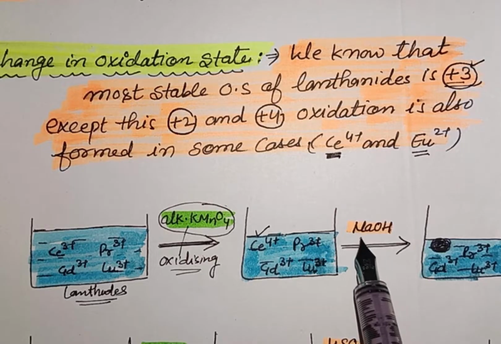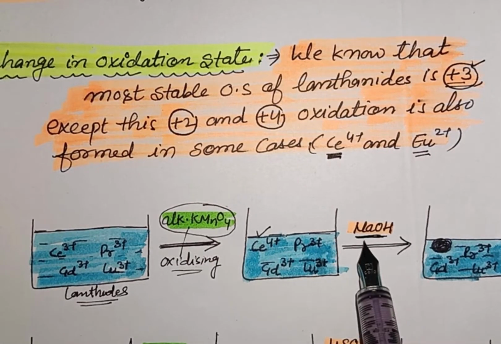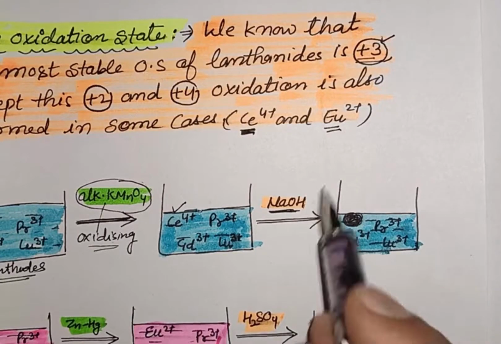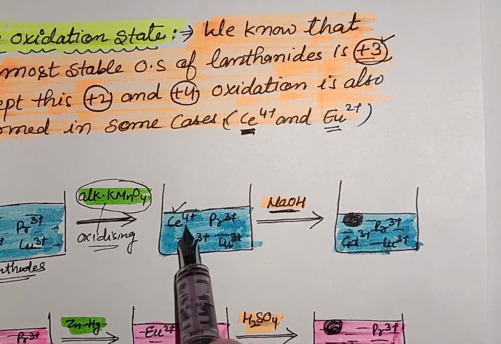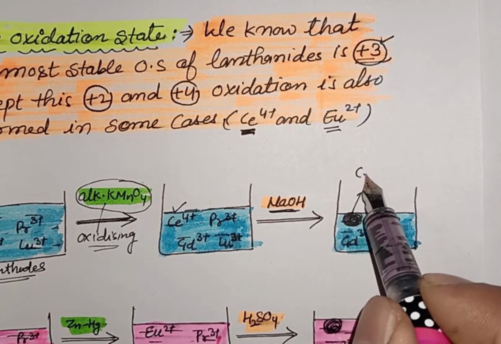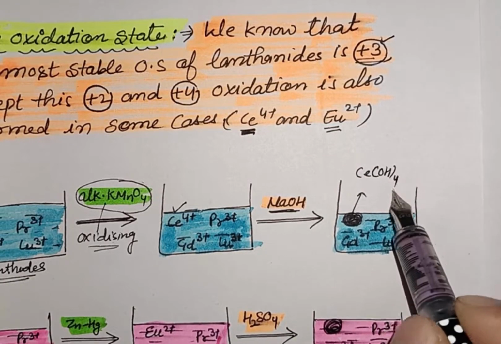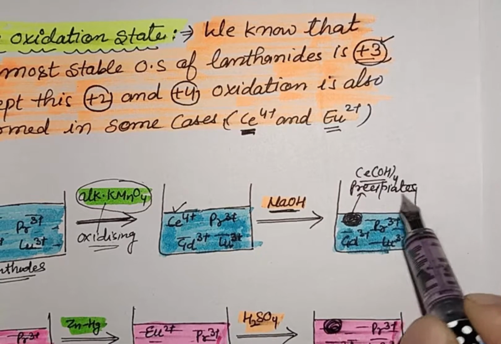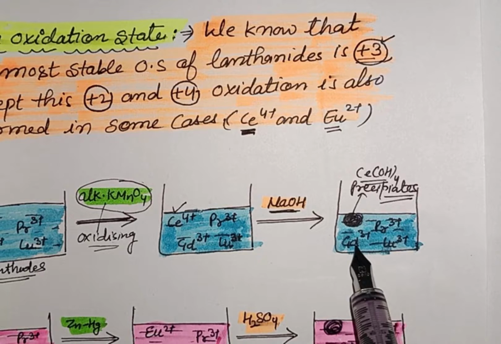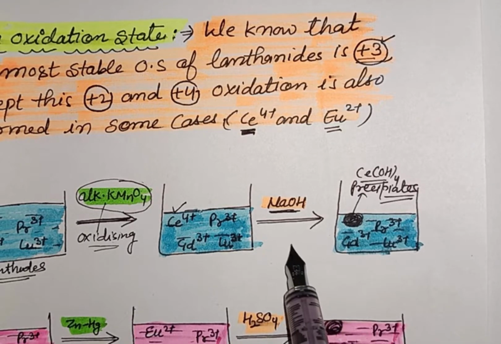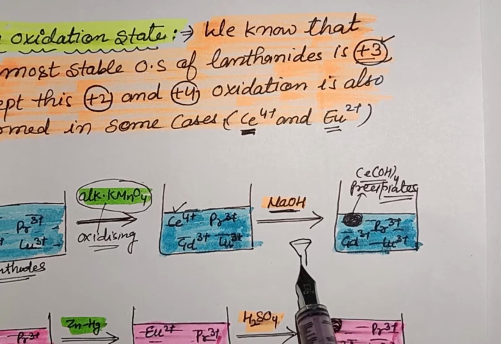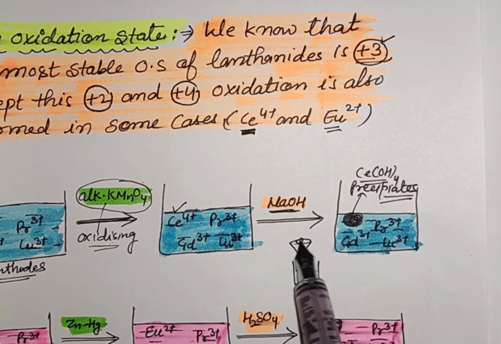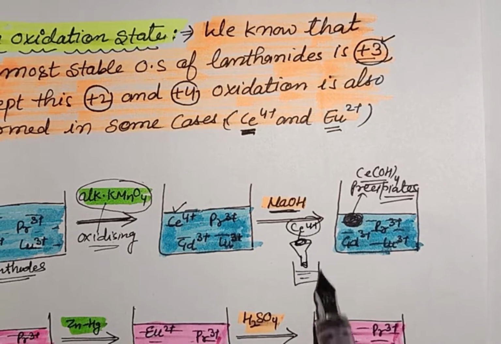After that, we will add the sodium hydroxide. When we add the sodium hydroxide, only the cerium plus 4 forms a precipitate of cerium tetrahydroxide. And the rest of the lanthanoids, which are in plus 3 oxidation state, remain in the mother liquor or in the liquid state. So after filtration, we can separate the cerium plus 4 from the rest of the lanthanoids.